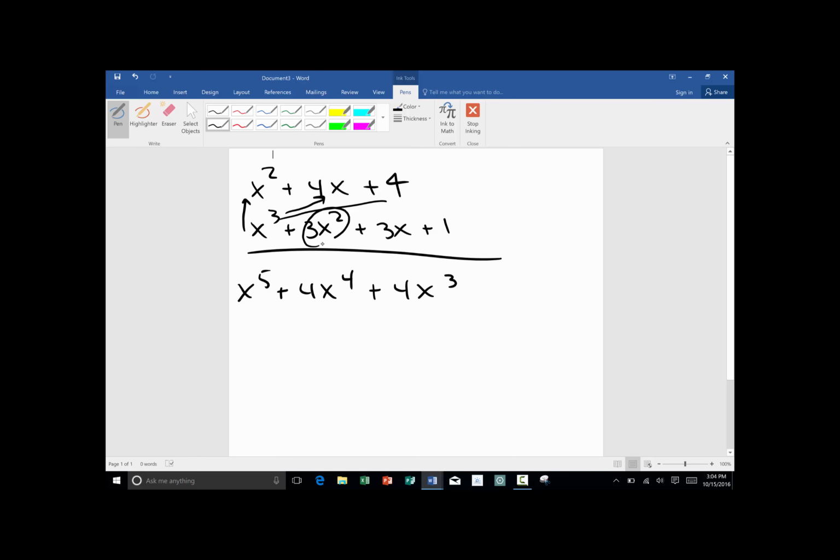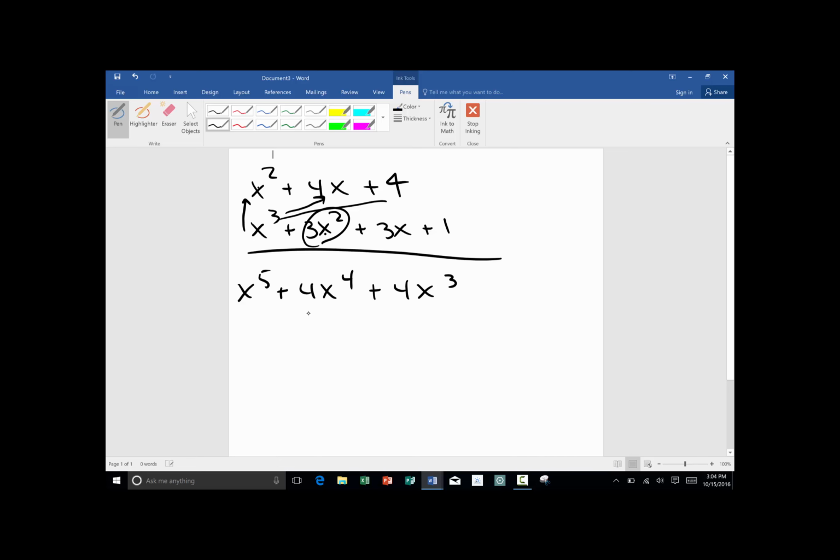Then I'm going to do the squared. 3x squared times x squared would be 3x to the 4th. 3x squared times 4x would be 12x cubed. 3x squared times 4 would be 12x squared. And so I've done the top row with the 3x squared. Now I got to move to this one. 3x times x squared would be 3x cubed. 3x times 4x is 12x squared. 3x times 4 is 12x.